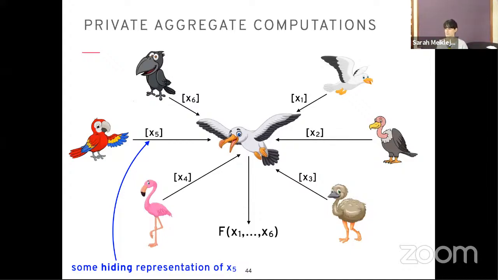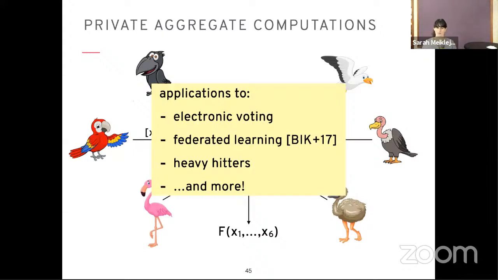We can think of this hiding representation as being an encryption or something like that of their vote. And then we can think of the job of the aggregator as being the job of tallying the results of the election, right? So the aggregator wants to see how many people voted yes. That's just really one of many applications. So hopefully that gave at least some idea of what we're talking about.